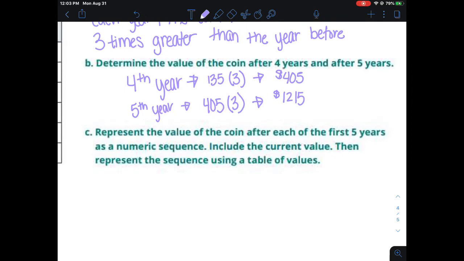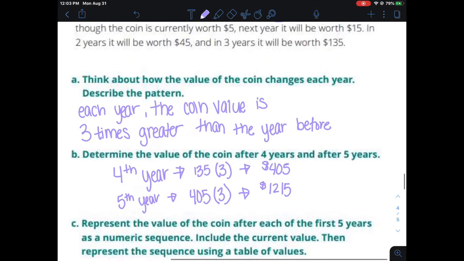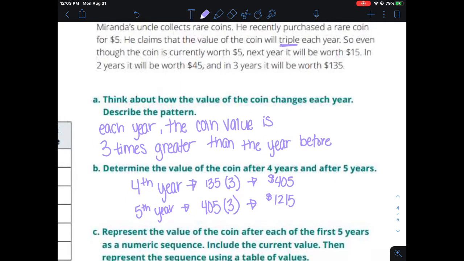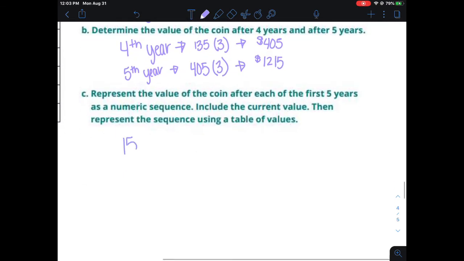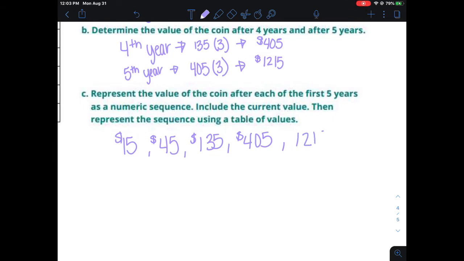And the last part, represent the value of the coin after each of the first 5 years as a numeric sequence, include the current value, and then represent the sequence using the table of values. So after the first year will be our first term, so it'll be worth $15. And then the second year, it'll be worth $45. The third year, it'll be worth $135. Fourth year, $405. Fifth year, $1,215.